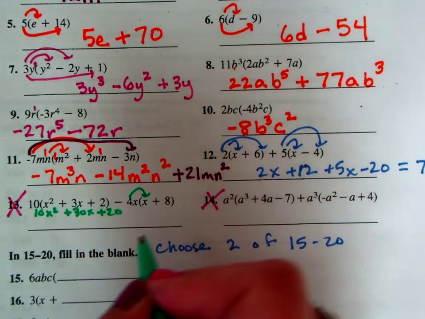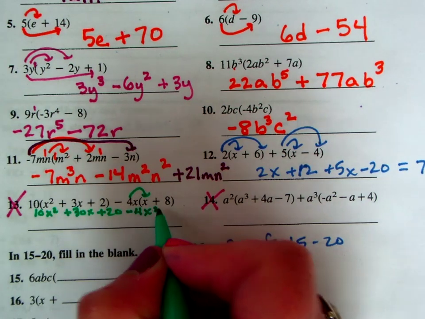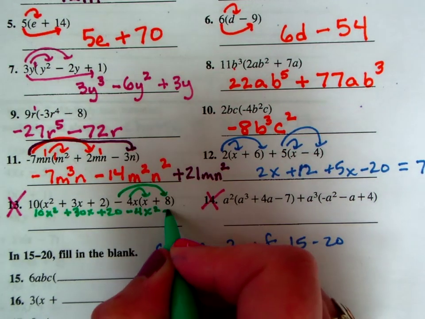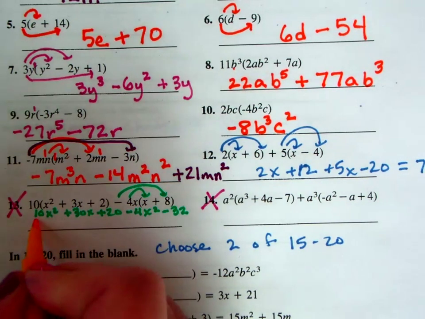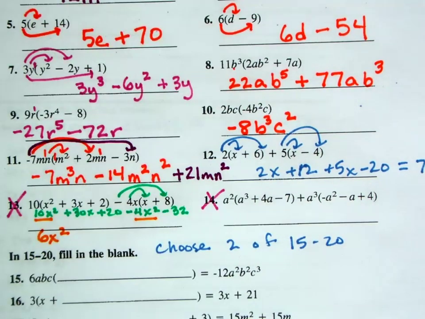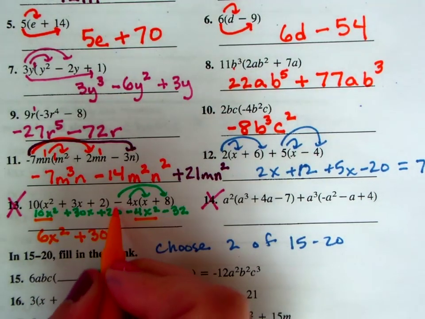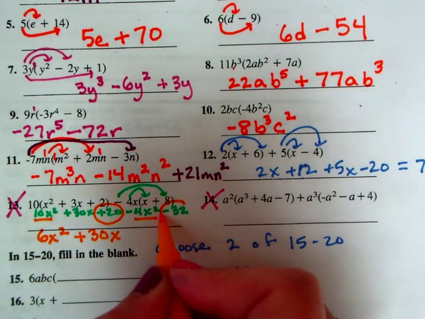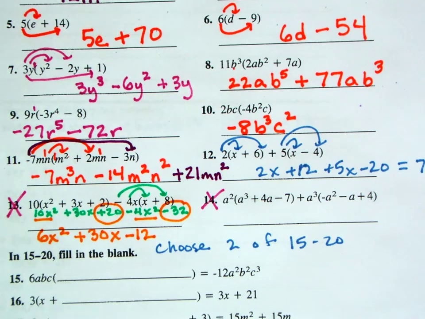Negative 4x, times that x would give you minus 4x squared. Negative 4 times the 8 would give you minus 32. And then the thing is, you're going to have to combine any like terms you can. So in this case, we can combine the 10x squared minus the 4x squared, giving me 6x squared. The 30x doesn't combine with anything, so we'll just say plus 30x. And then the 20, positive 20, and then negative 32 will combine to give you negative 12. There you go.